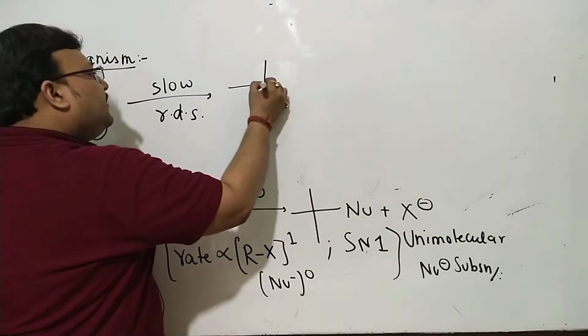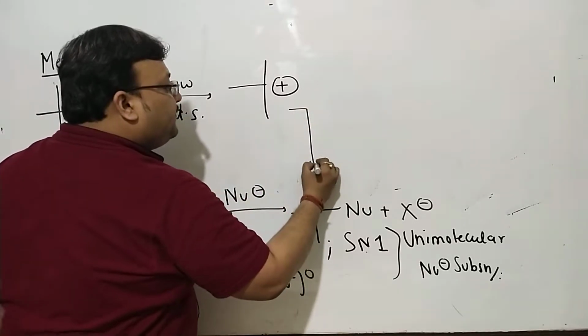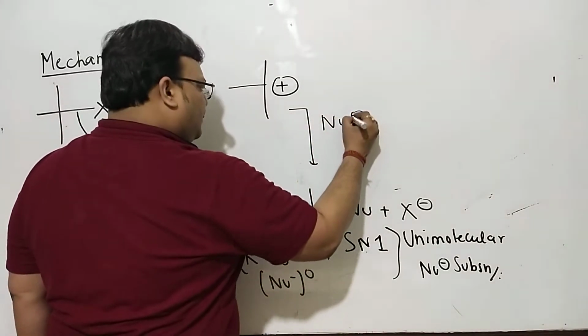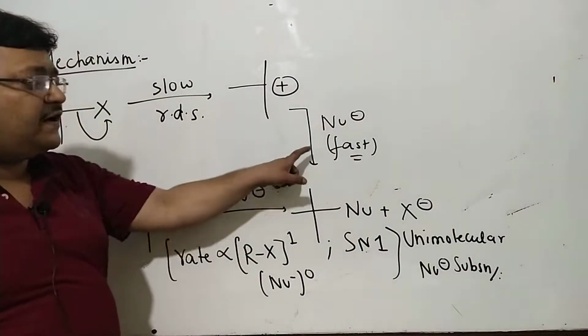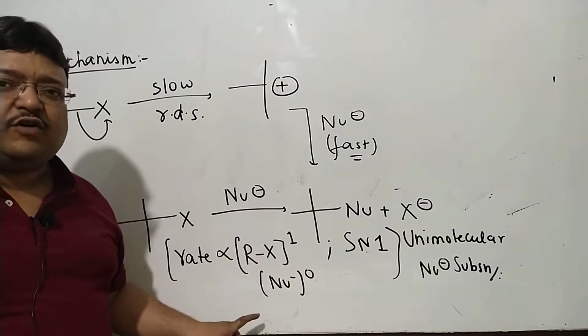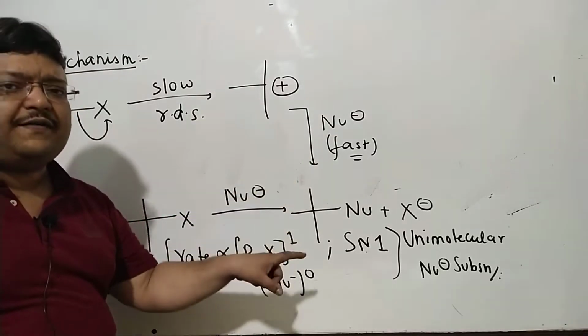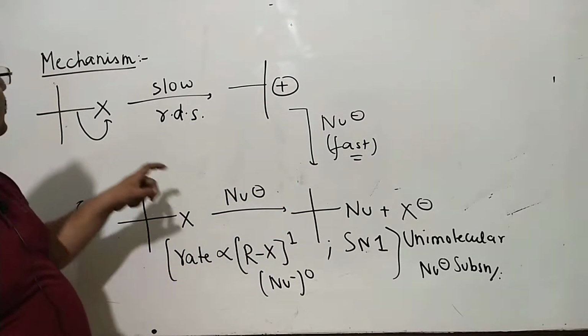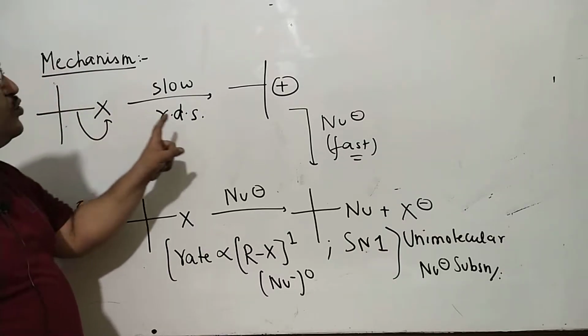And if this is the carbocationic intermediate, the nucleophile might come in the fast step. I told you, something featuring in the fast step will not be featuring in the rate law expression. तो यहाँ पर nucleophile के साथ order 0 है, because nucleophile comes in the fast step. It's depending only upon the rate of Rx, because only this is involved in the slow step. So it's a two-step process.